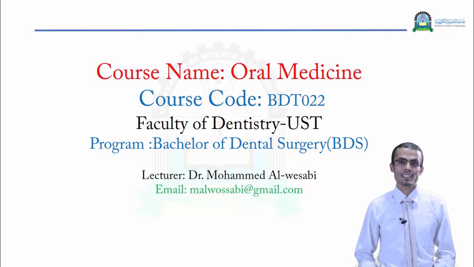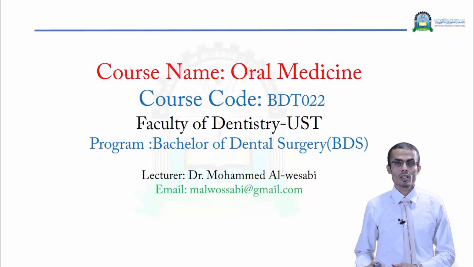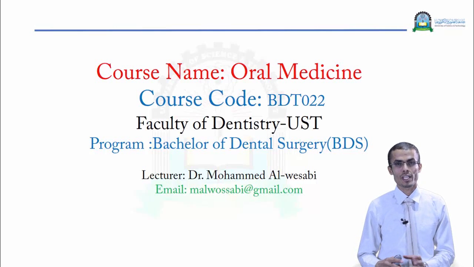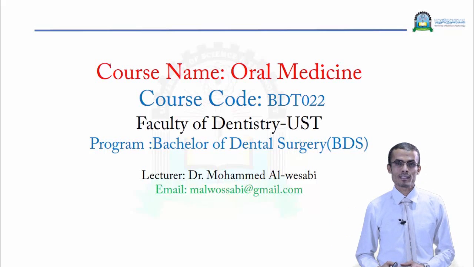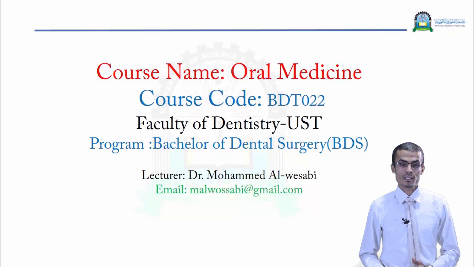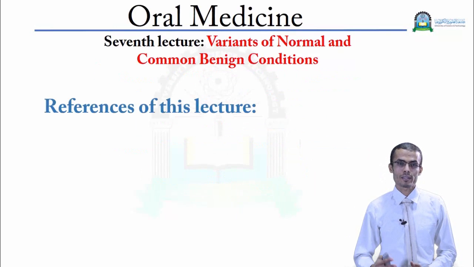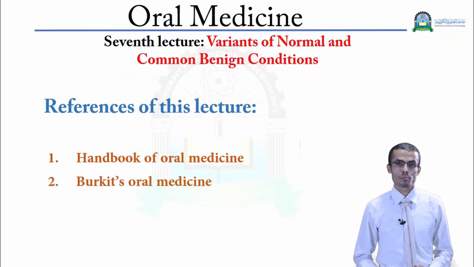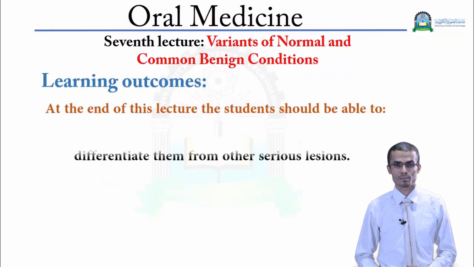In this lecture we will start talking about the oral lesions, starting with the variance of normal. What are the lesions which are a normal variance, and what are the common benign conditions? The references of this lecture will be the Handbook of Oral Medicine in addition to Burket's Oral Medicine.